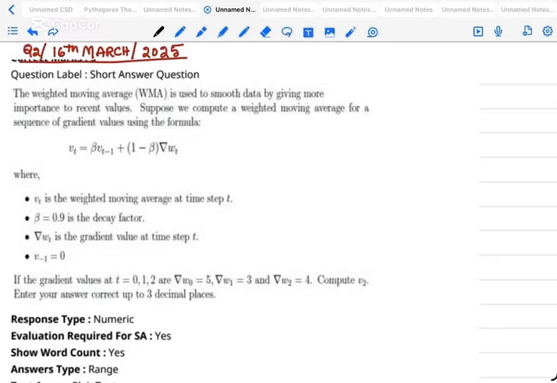This question is related to the Quiz 2, 16th March 2025 question paper. The weighted moving average, WMA, is used to smooth the data by giving more importance to recent values.